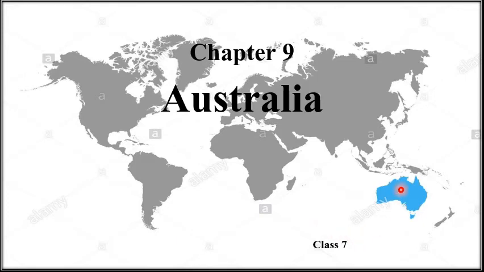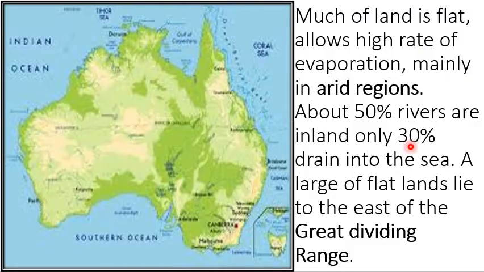Australia's topography is distinguished by a lack of high mountain ranges. Much of the land is flat, which allows a high rate of evaporation, mainly in arid regions. Arid region means the area which has a severe lack of water. So most of the rivers, that is 50% of the rivers, are inland, meaning they don't reach the sea. They don't drain into the sea. 30% of rivers drain into the sea.